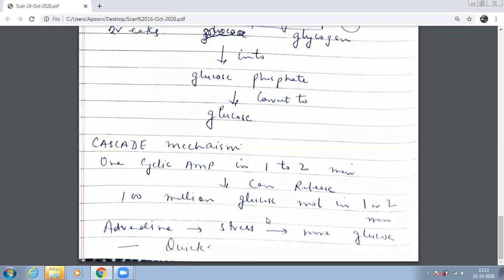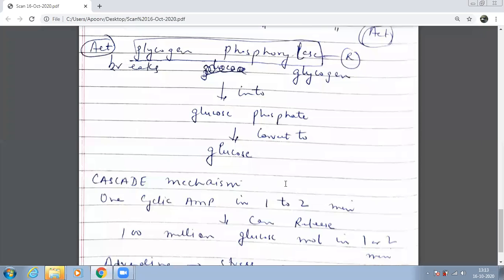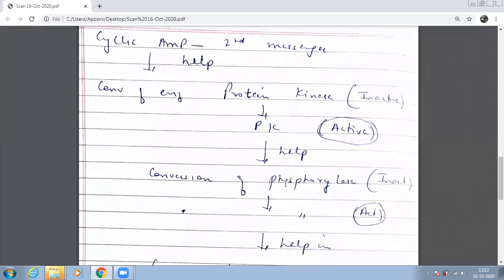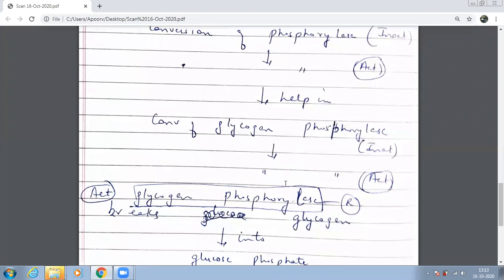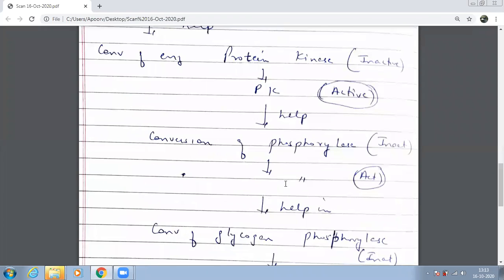Excuse me, ma'am. Yes, beta. I'm confused, ma'am. First, we have conversion of protein kinase. Then we have conversion of phosphorylase. After that, we have conversion of glycogen phosphorylase. Yes, okay. You're perfectly right.